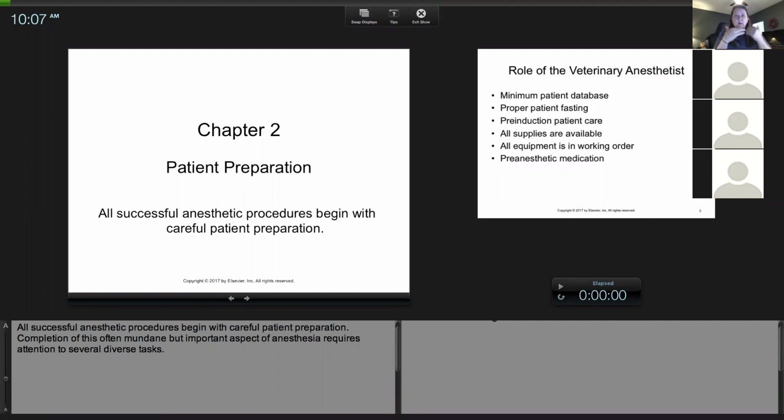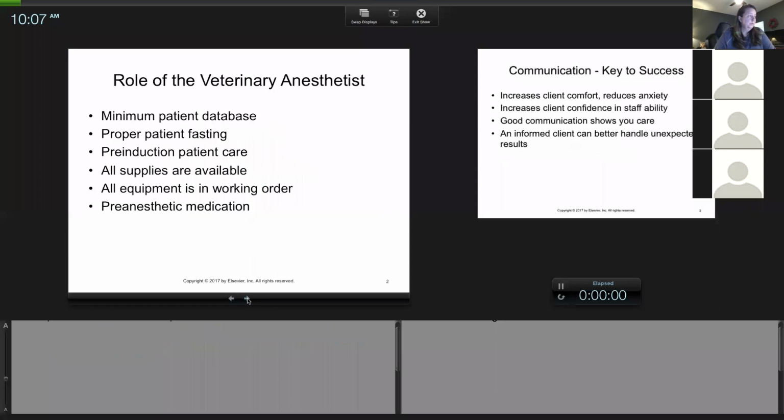So obviously when you start talking to the owner and you get your database, there's more to it, but that's what we're starting to build: how do we get ready with the patient? And as an anesthetist or even as an employee, there is always going to be a minimum database, which is what information we need to know to complete the procedure. One of the things in that database is going to be blood work.